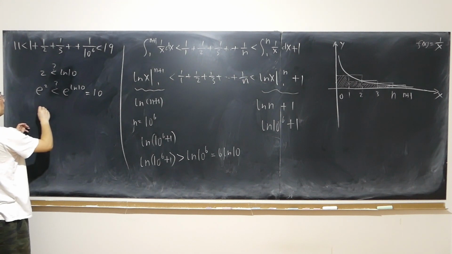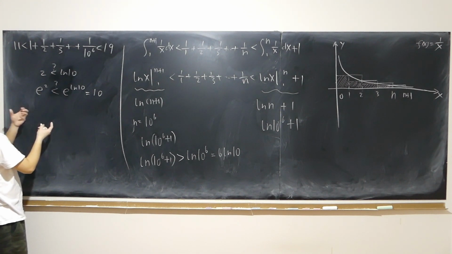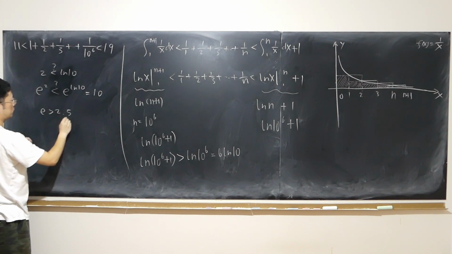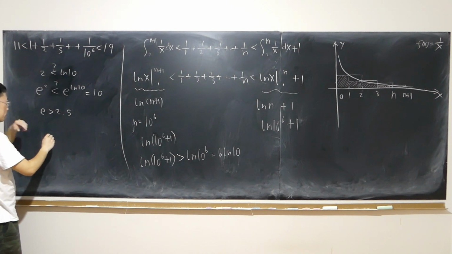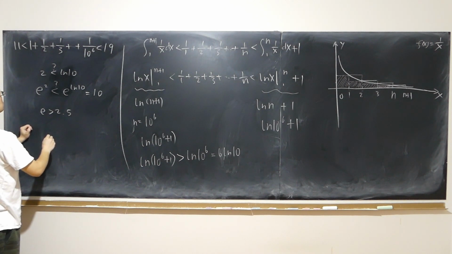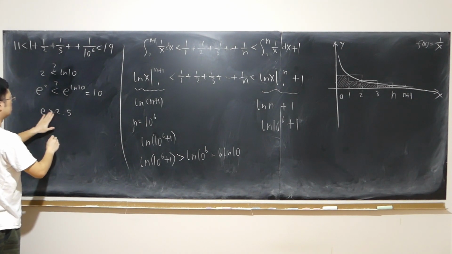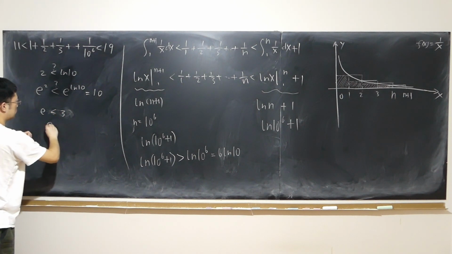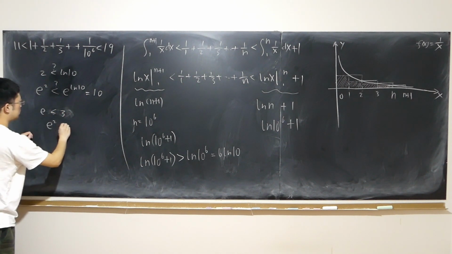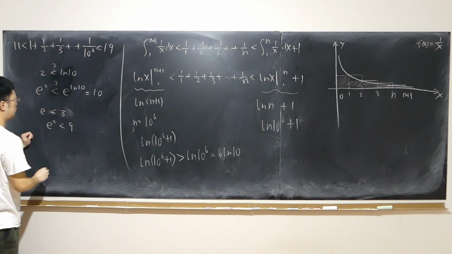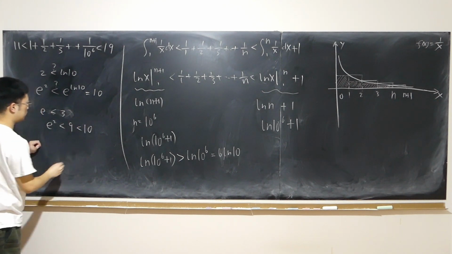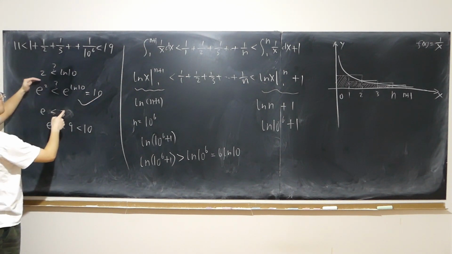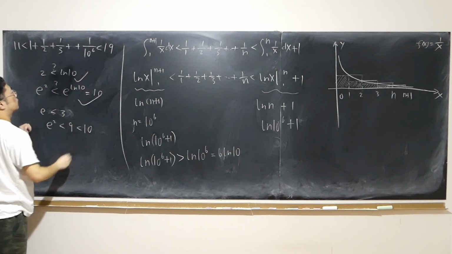Okay. In other words, e is a little bit bigger than 2.5, right? No, e is a little bit less than 3. Right? E is a little bit less than 3. So therefore, e squared is a little bit less than 9. And 9 is less than 10. Right? E squared is really less than 10. So in other words, 2 is really less than log 10.